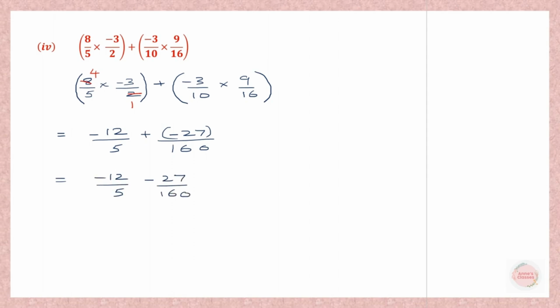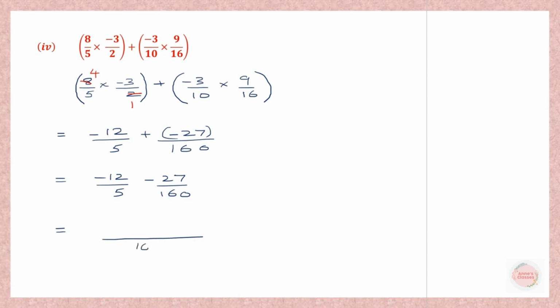160. Denominators are different, so we must find the LCM of the denominators. Now here, look at the two denominators. One is 5 and the other is 160. Look at the bigger number. Now, is this number divisible by 5? It is divisible, isn't it? Because it's ending in 0. So we can write this number as the LCM. So you don't have to waste time trying to find the LCM of both. We can write this number itself as the LCM.